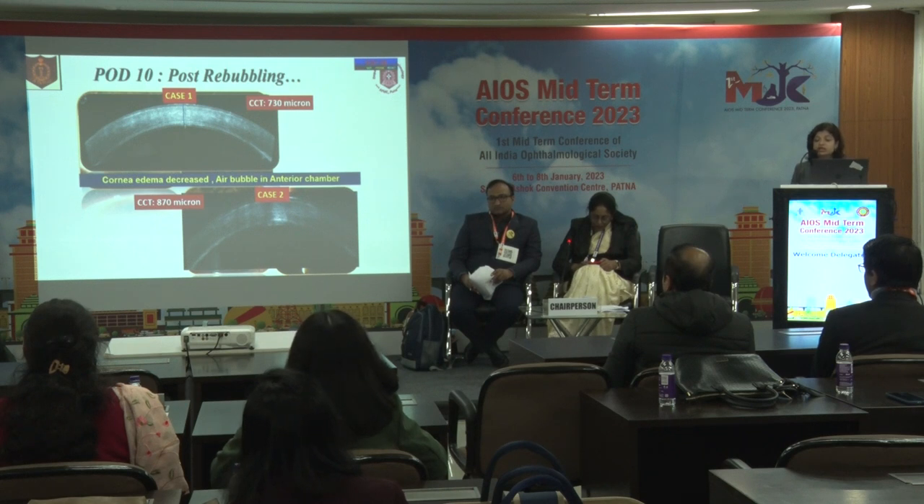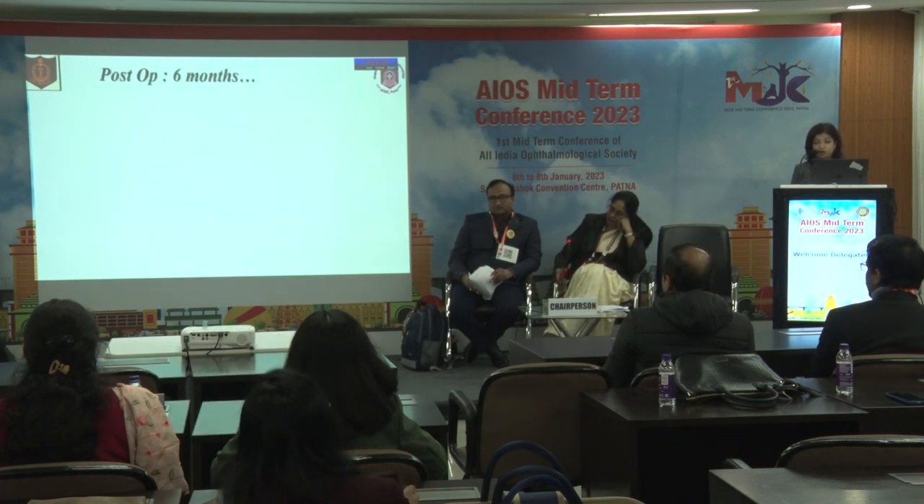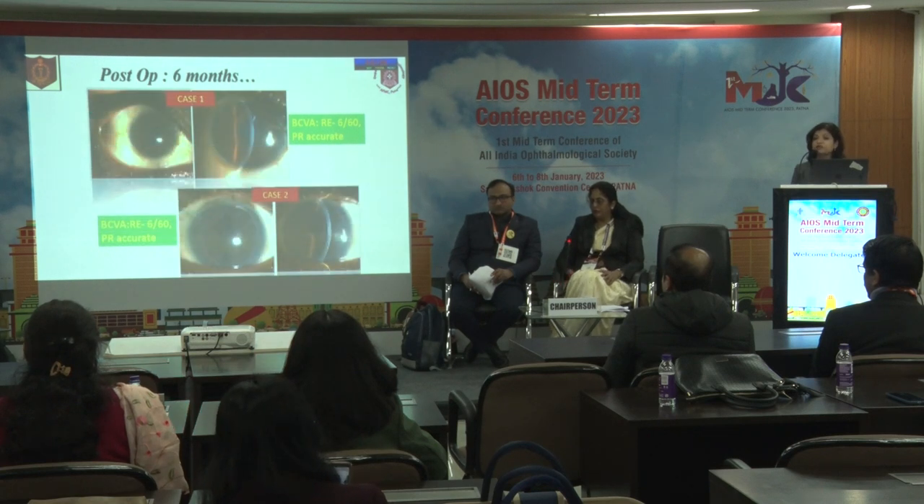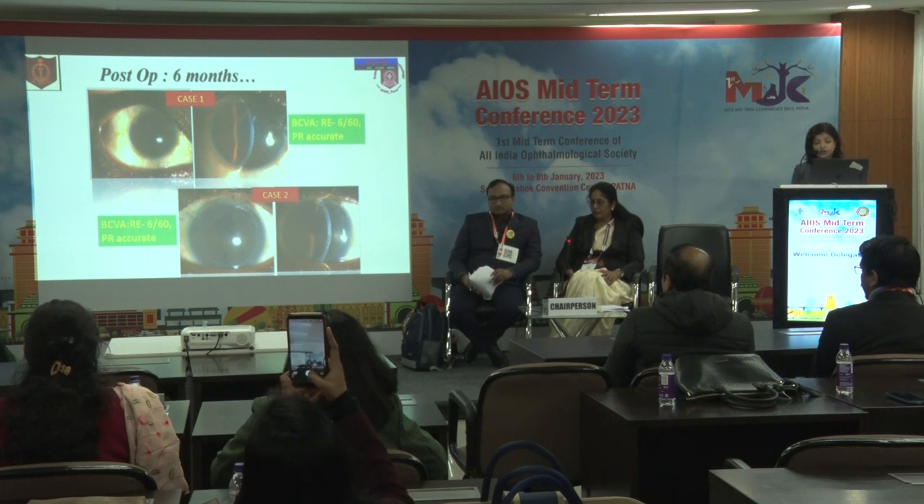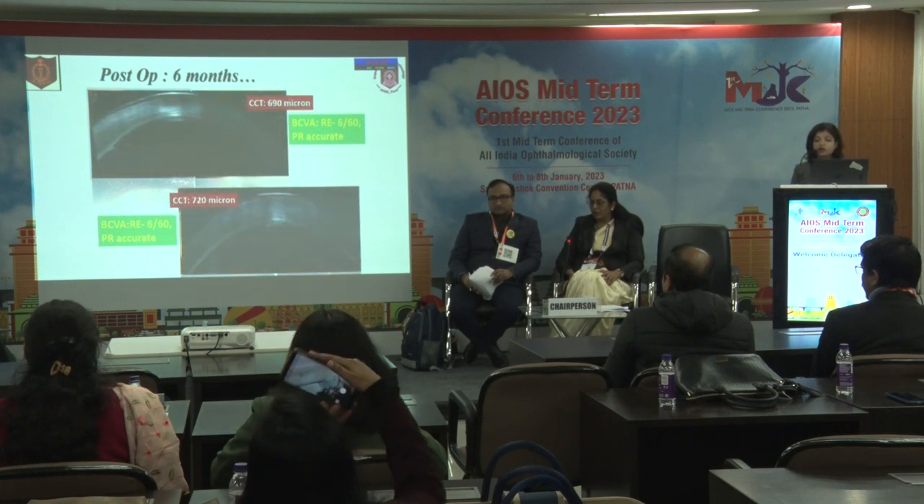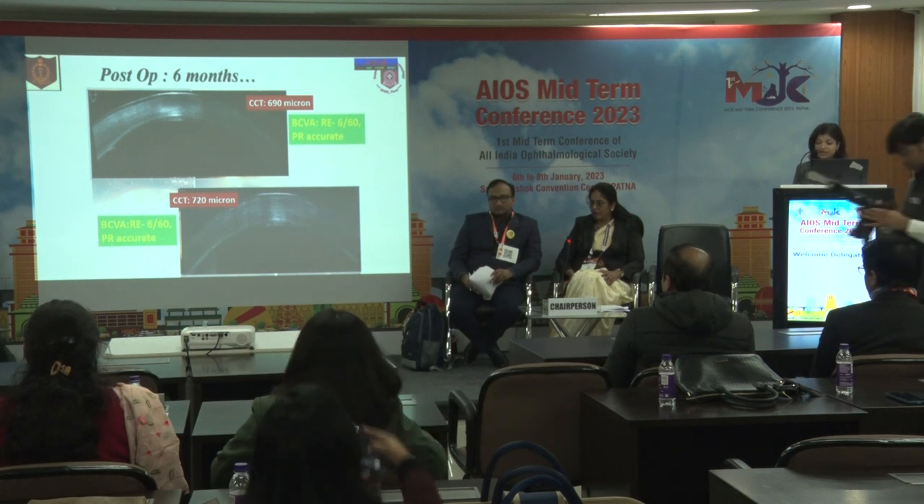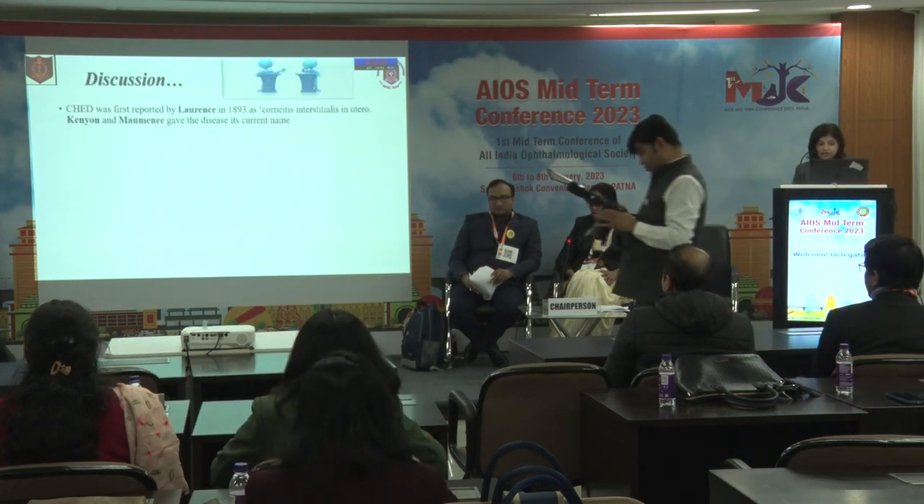Central corneal thickness in the first case reduced from 740 to 730 micron and in the second case from 900 to 870 micron. 6 months post-operatively, we could achieve BCVA of 6/60 in the right eye of both the cases and PR was accurate. Central corneal thickness was further reduced to 619 and 720 micron respectively.